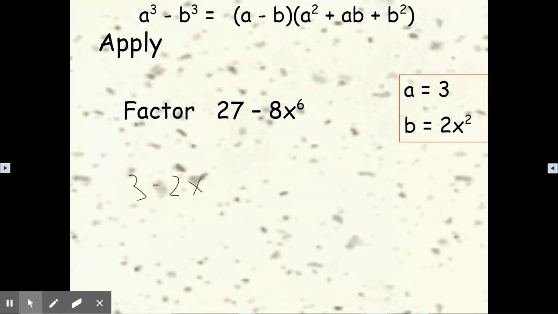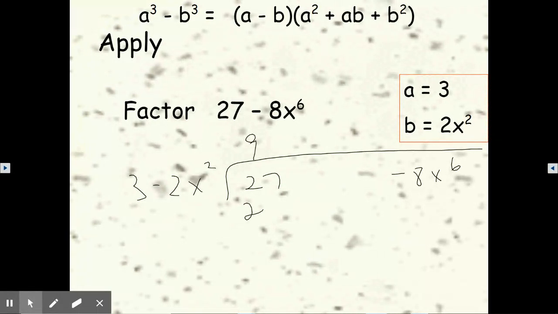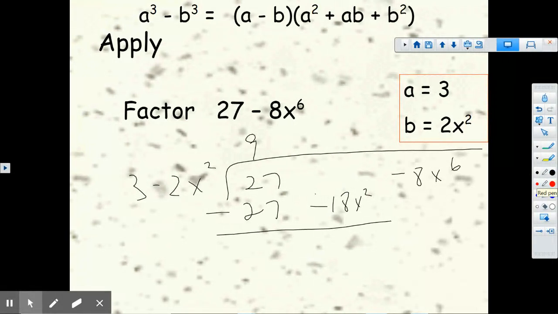3 minus 2x squared goes into 27, and then I'd put the minus 8x to the 6th over here. You'd say 3 goes into 27 9 times. 3 times 9 is 27. 3 times that thing is negative 18x squared. And notice that I don't have a like term for that. I'm probably going to need a little more space. And then I'd change my pen to subtract.